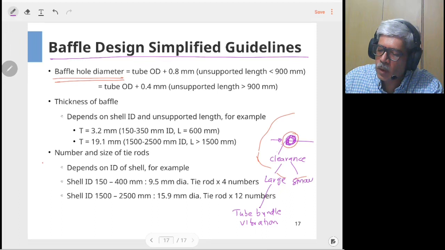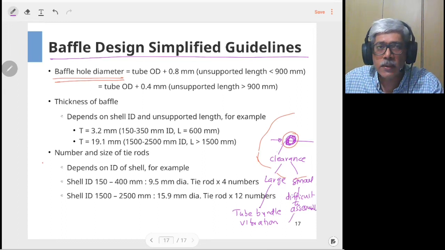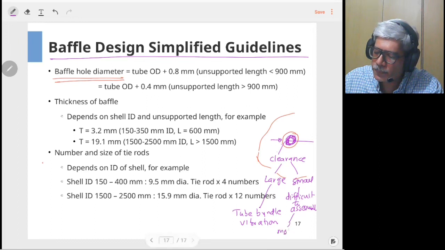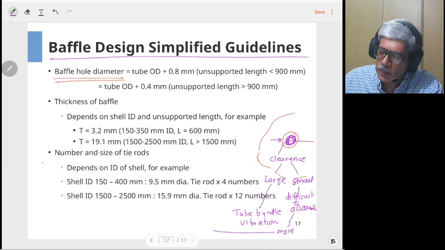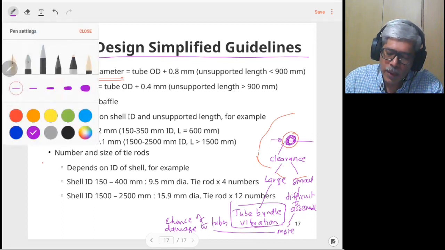And if you give it small, you will have difficulty in assembly. So it is difficult to assemble. And also there is a chance that during whatever vibration happens, the tubes will get damaged. So more chance of damage to tubes during the vibration. So that is the significance of the tube hole diameter and its clearance.